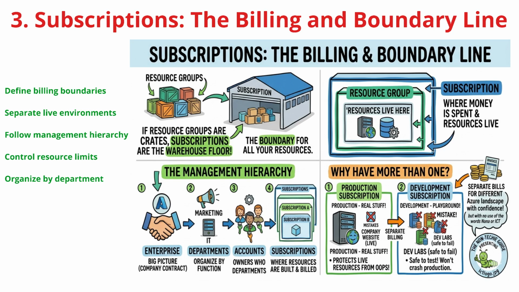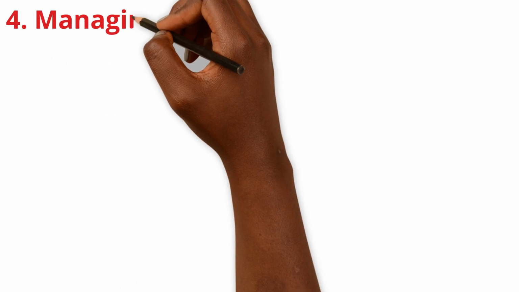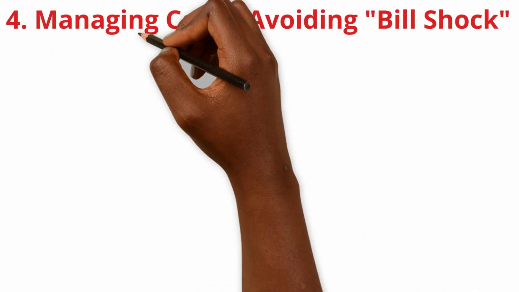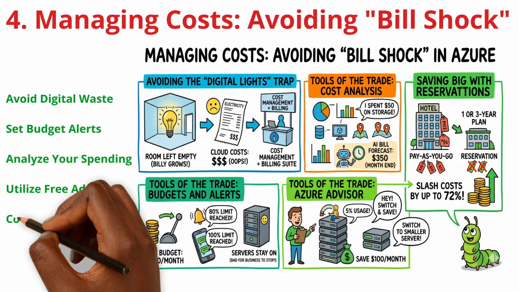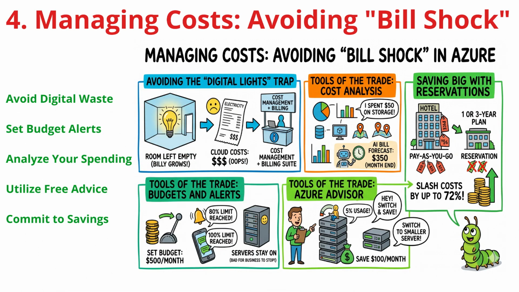But why have more than one? By separating your production floor from your development playground, you create a vital boundary. This ensures that a messy experiment in the playground never crashes your live company website, while keeping your bills perfectly separated for every department. Moving to the cloud is fantastic because it's pay-as-you-go, but that also means it's incredibly easy to leave the digital lights on in an empty room, leading to massive bill shock.